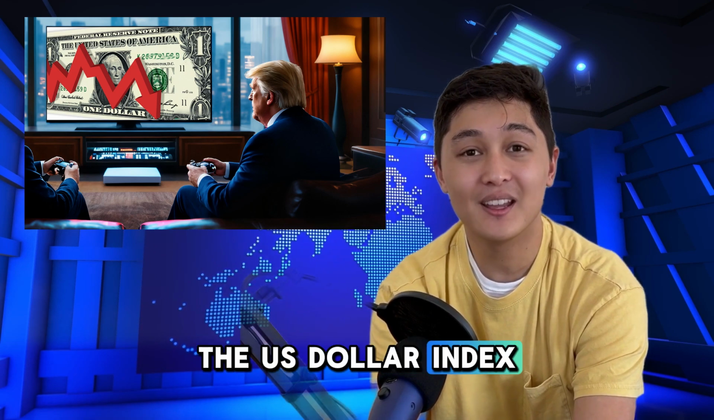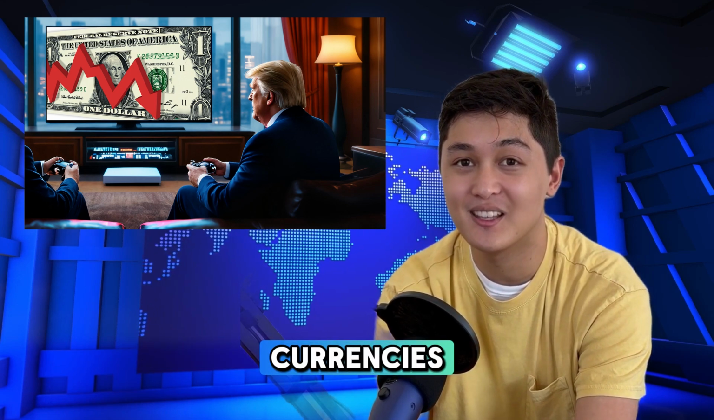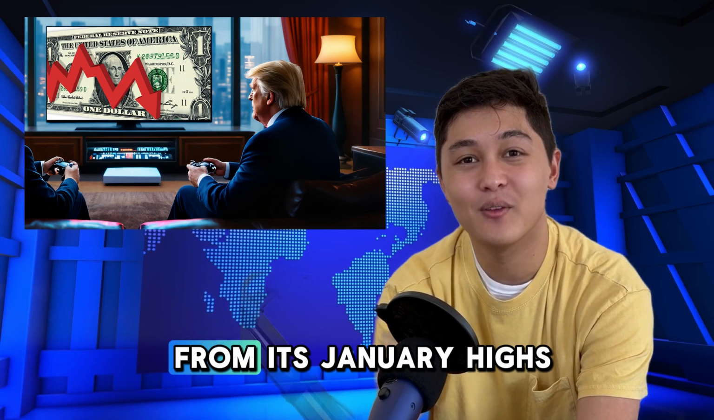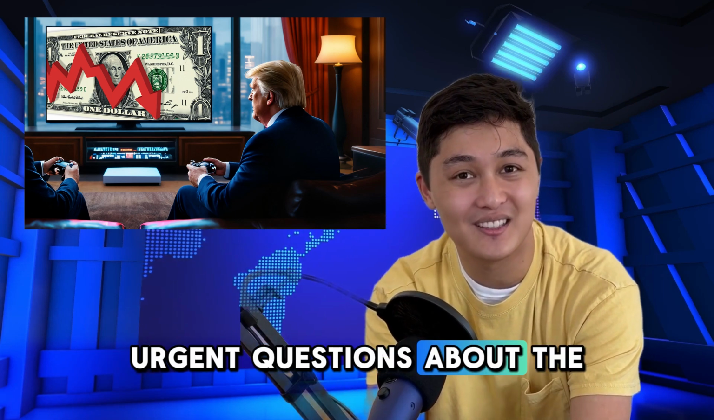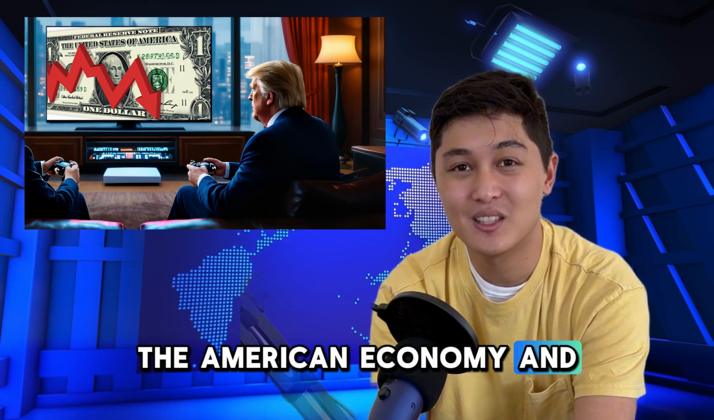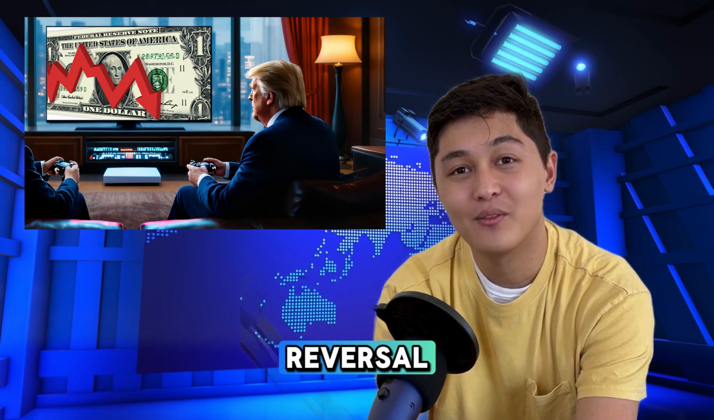The US dollar index, an important gauge of the greenback's strength against a basket of major currencies, has dropped nearly 10% from its January highs, sparking global concern and raising urgent questions about the direction of both the American economy and Trump's economic agenda. From rally to ruin, the dollar's sudden reversal.